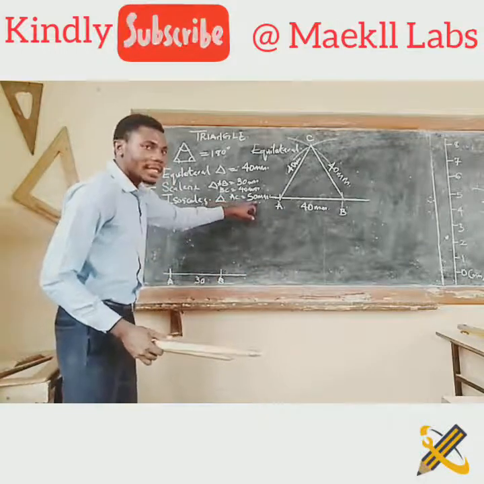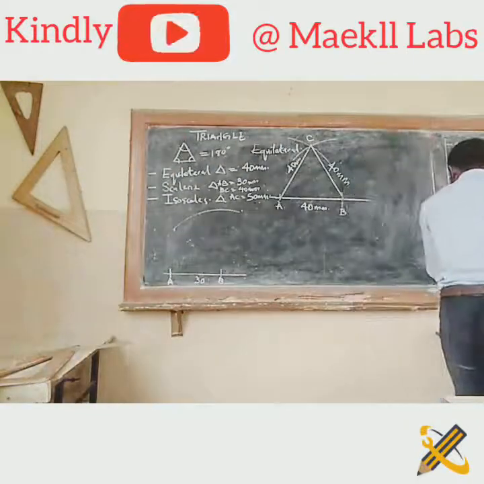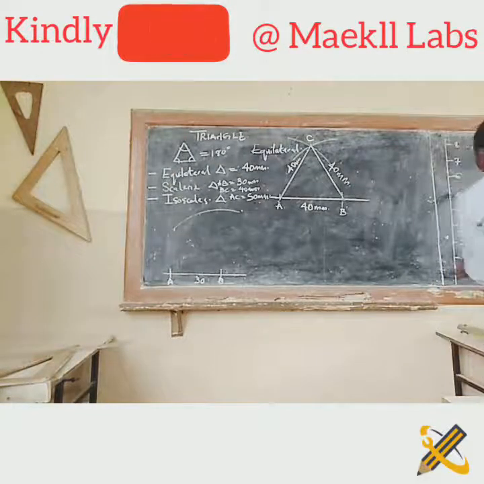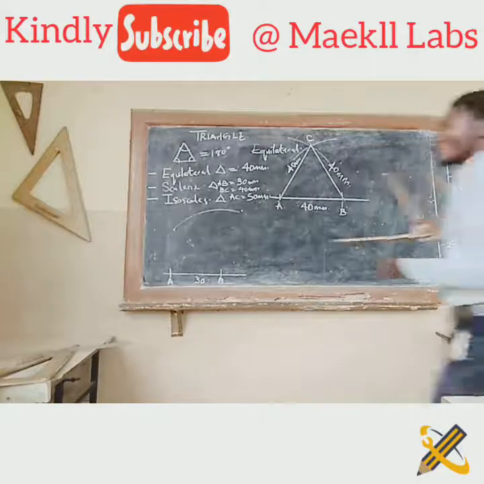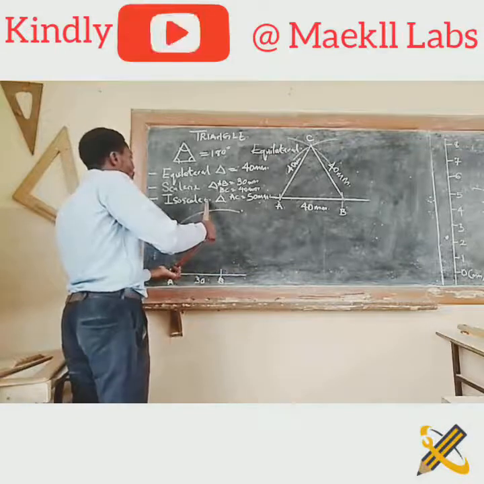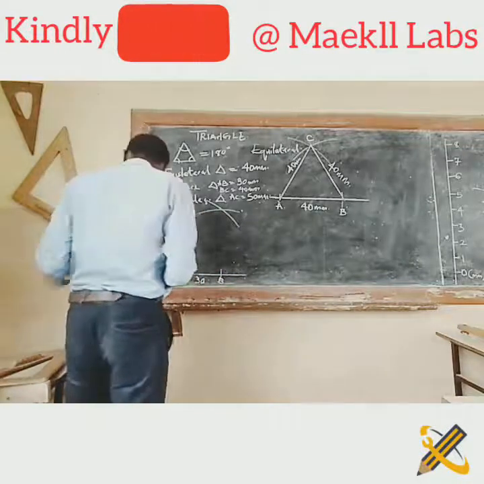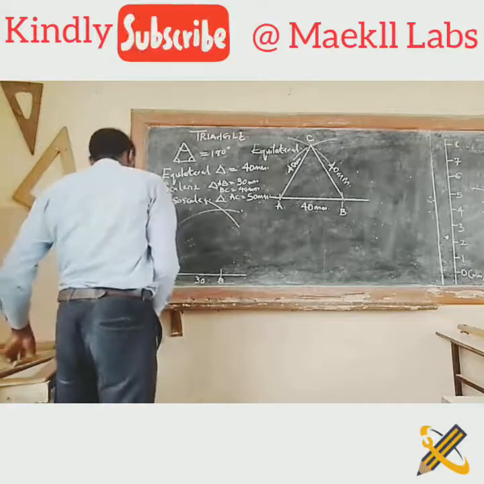So now we get AC equals 50. AC is 50. So I'm going to come down here to my ruler and pick my 50. Can you see? That's my 50. So then I'm going to place it at point A, and strike another arc. Can you see? I'm having an intersection here.